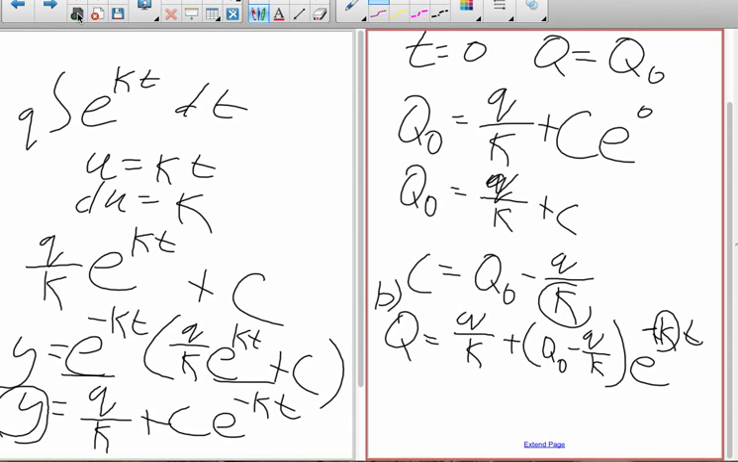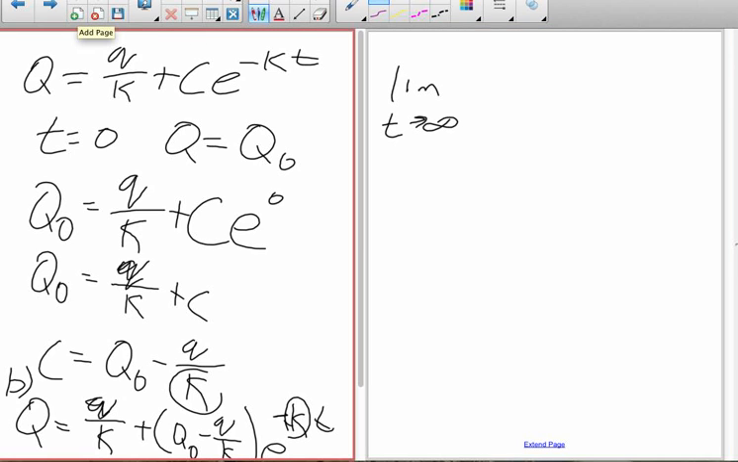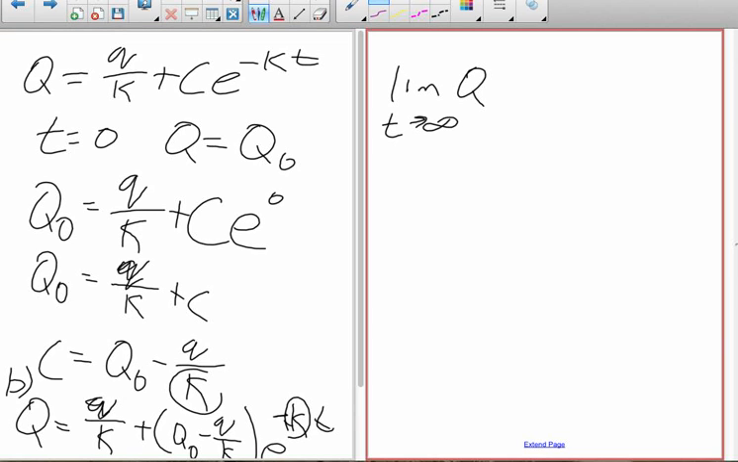And finally, we need to go to part C, which is finding the limit as t goes to infinity. In other words, what happens if we let this go on and on and on forever? What happens is poor dumb slob. So the limit of this is going to be limit of q over k plus q0 minus q over k times e to the negative kt.